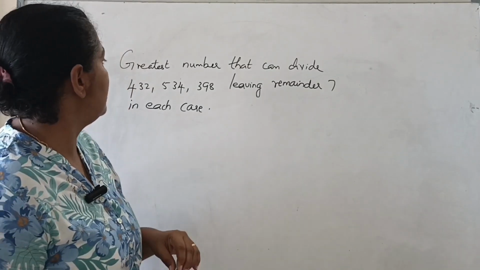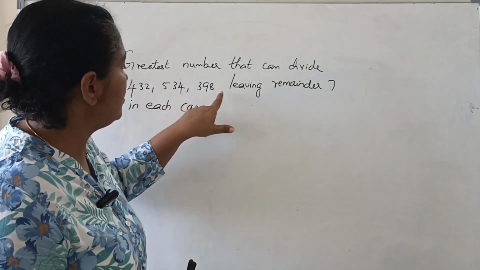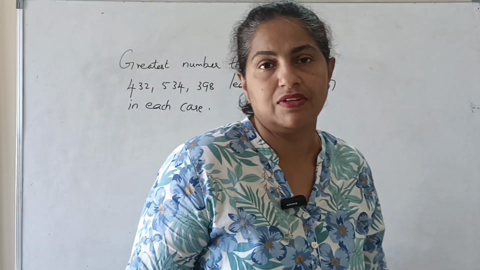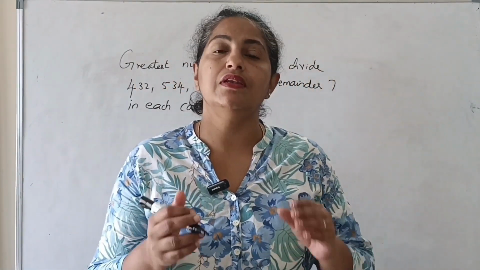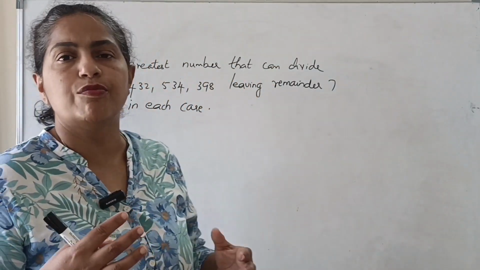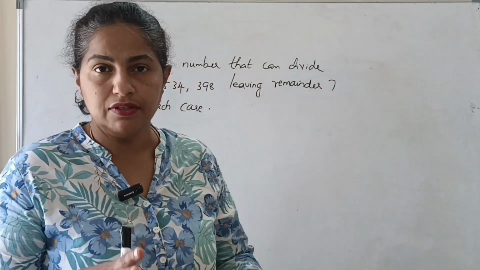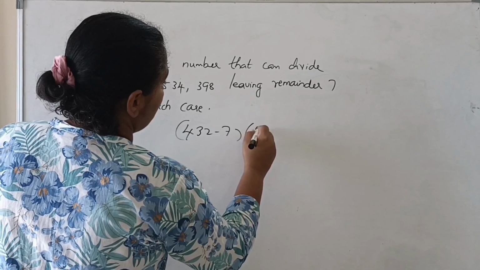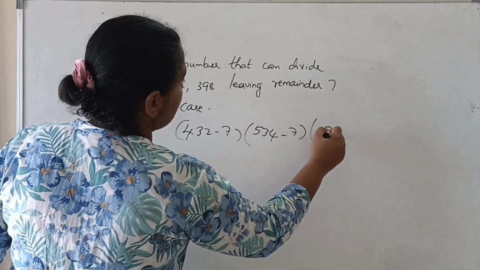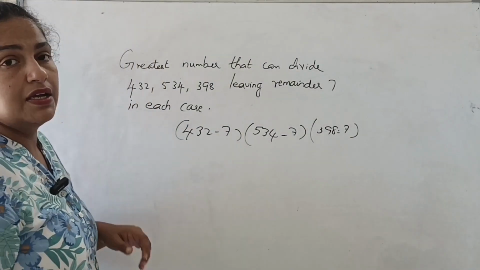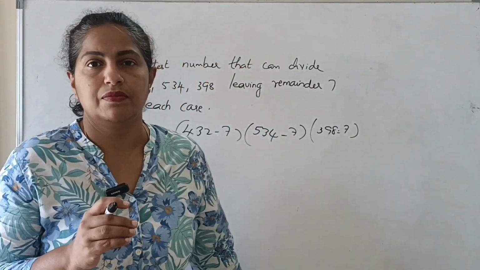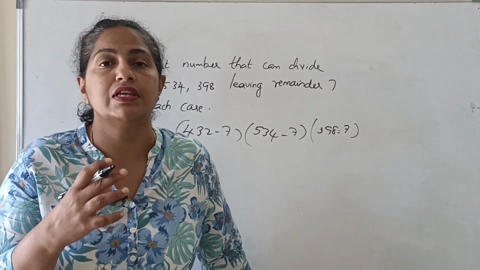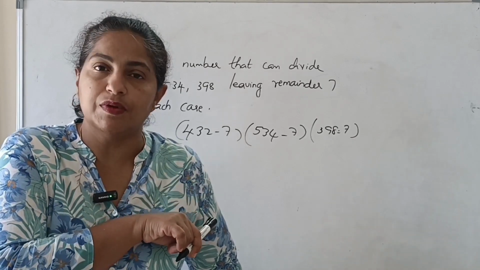Find the greatest number that can divide 432, 534 and 398, leaving a remainder of 7 in each case. Now, you have seen similar sums like this, and the answer to this particular question, anywhere you check, reference book or any of the websites, is to find the HCF of 432 minus 7, 534 minus 7 and 398 minus 7. Correct? Now, this particular sum is not very difficult to understand. A person who is familiar with HCF and LCM can easily understand the concept behind this particular sum.